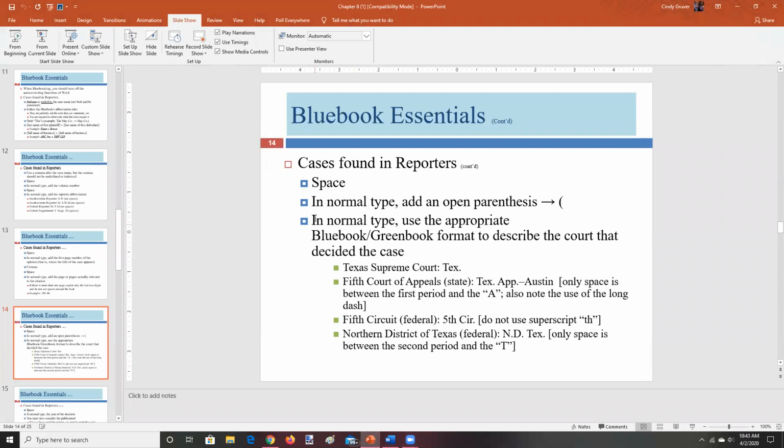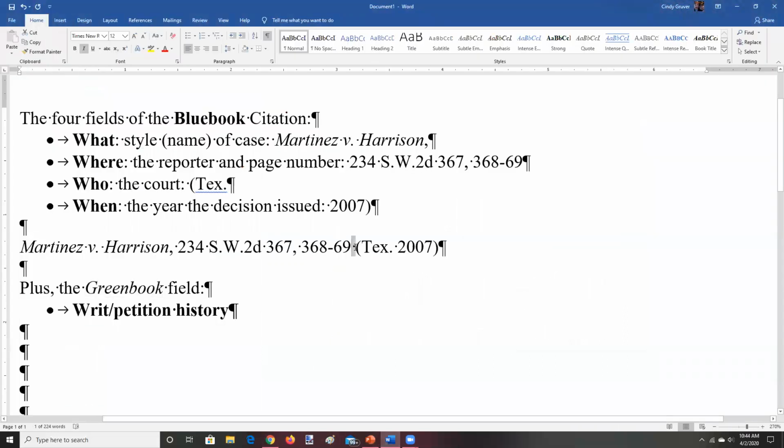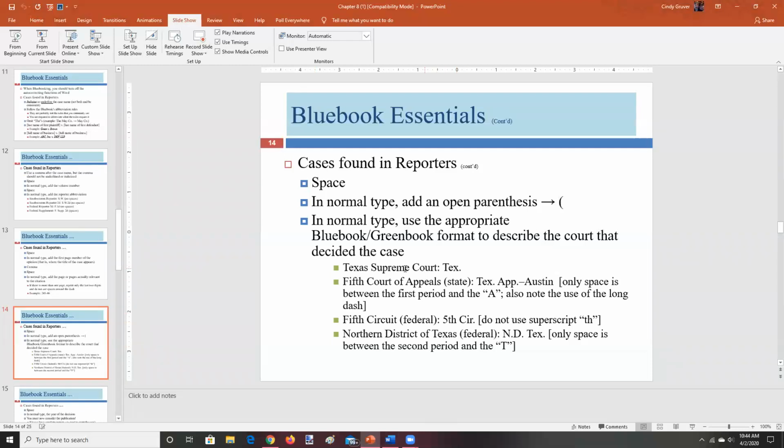So we have done the what, we've named our case correctly. We've done the where, we've decided where the case is located and noted that. We've added the space right here. And now we're going to do open parentheses. In this case, what we've done here is we've done the TEX. Now, we're going to capitalize the T. We're not going to capitalize the E or the X.